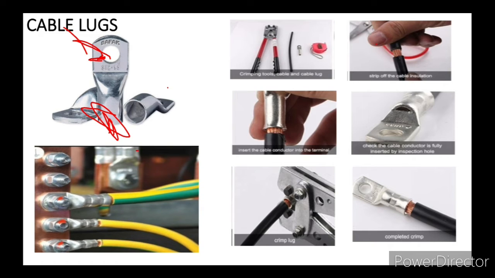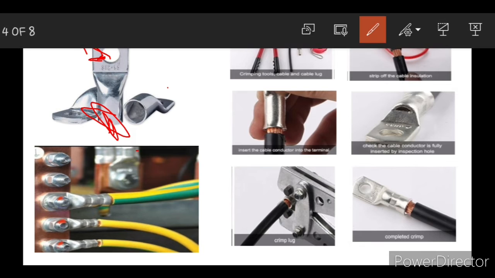It is an example of a cable lug. It is a wire conductor that is inserted into the cable lug, and the other end was also inserted and is fastened by a bolt or a screw.